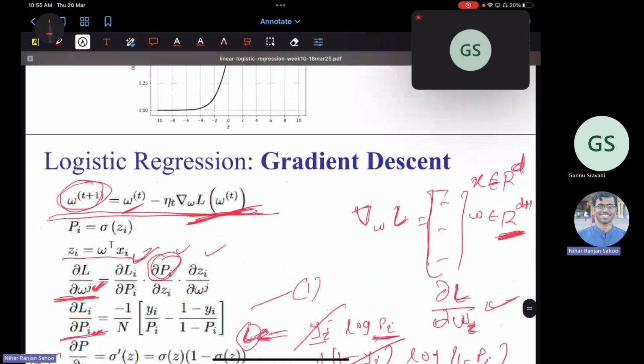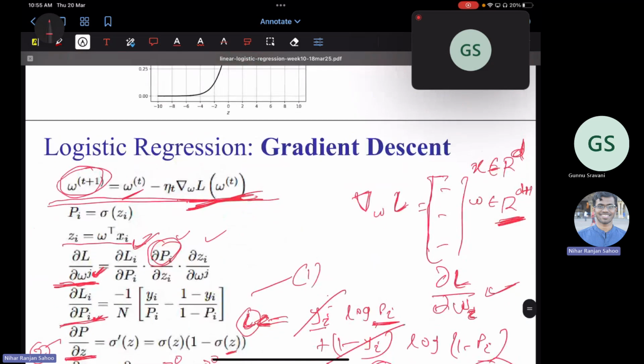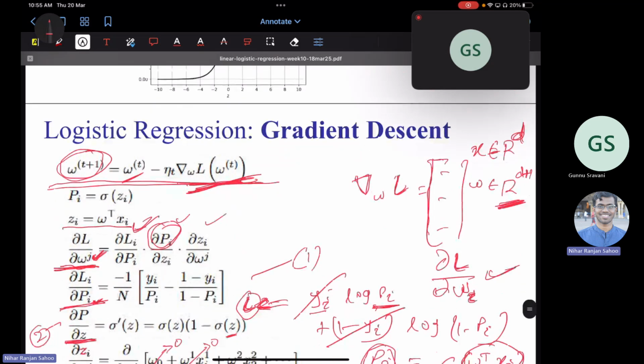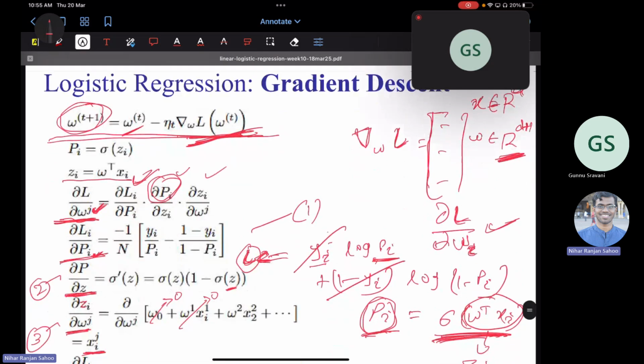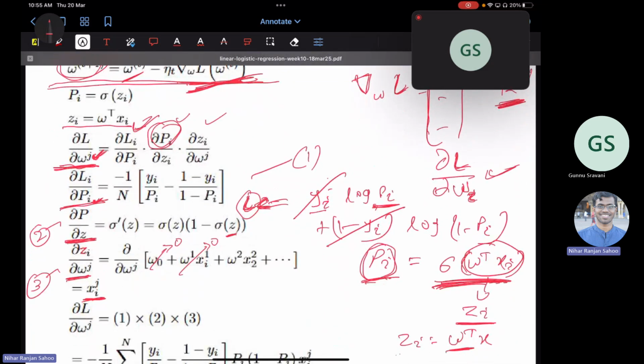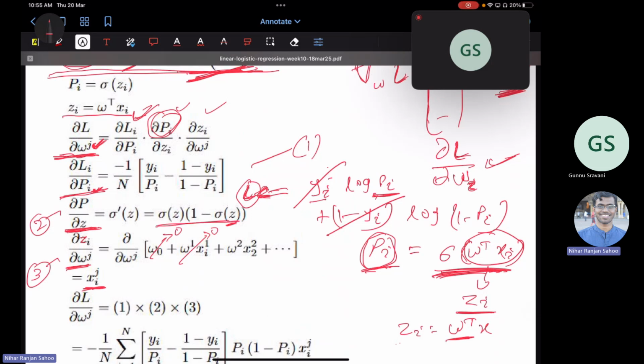Now, there was a point we discussed yesterday: logistic regression doesn't have a closed form solution. For linear regression we saw a closed form solution using calculus and linear algebra, but logistic regression doesn't have a closed form solution. Why? Because if you see the partial derivative we got here, what is happening to the partial derivative?